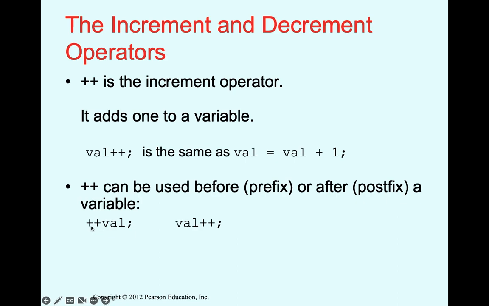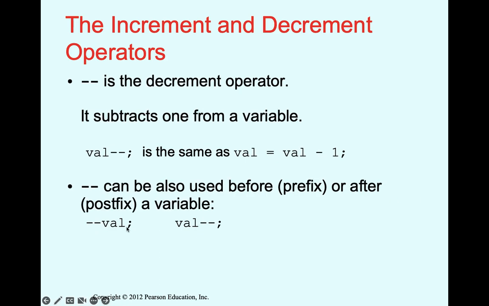We can also have plus plus value or value plus plus. If they are alone in one line as one statement, they are the same. But in other situations they can be different. The minus minus is called the decrement operator, and it is the same as value equal to value minus 1. Again, we can use minus minus value or value minus minus.